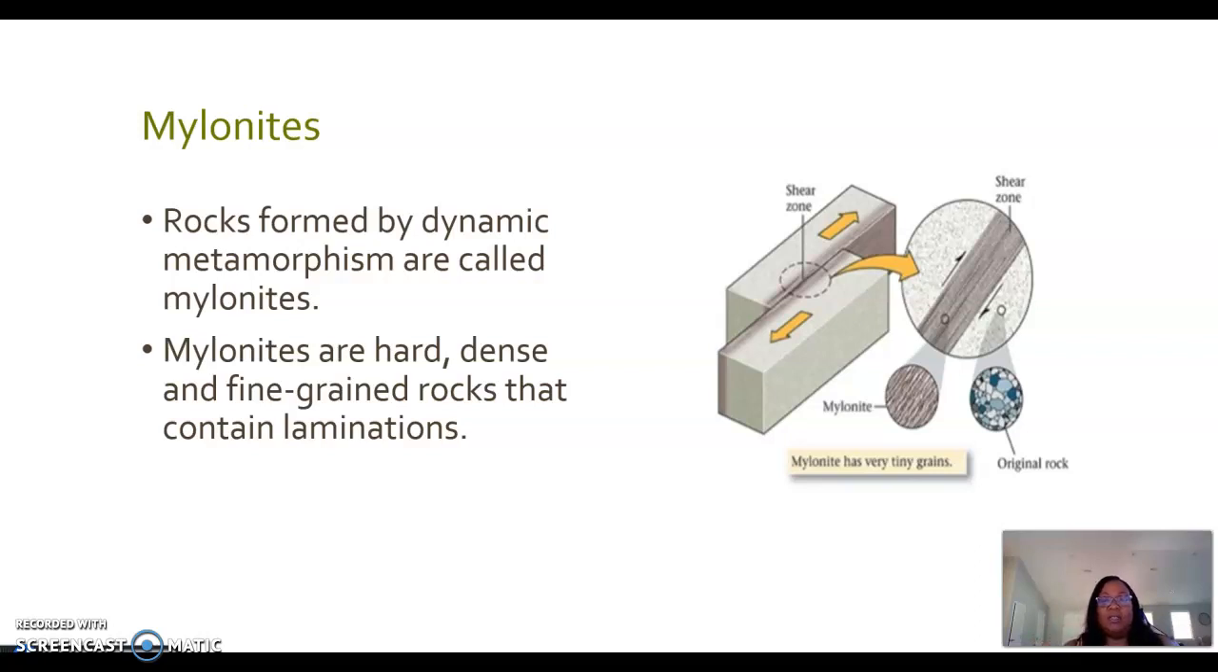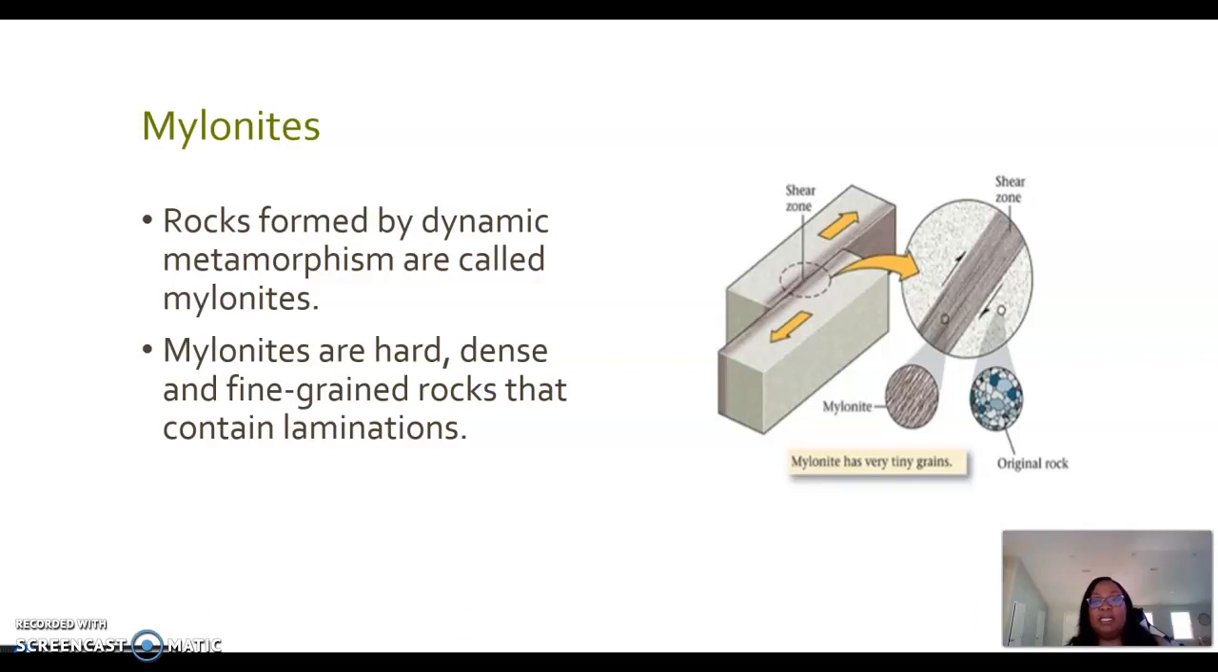So these are the rocks that are going to be on the very edges of the fault. So the mylonites are created by this dynamic metamorphism. They start out as a rock that has granules that you can see, like in the diagram, which shows the original rock, where the grains of the rock are larger. And then when the rock is exposed to the pressure, it becomes a mylonite.